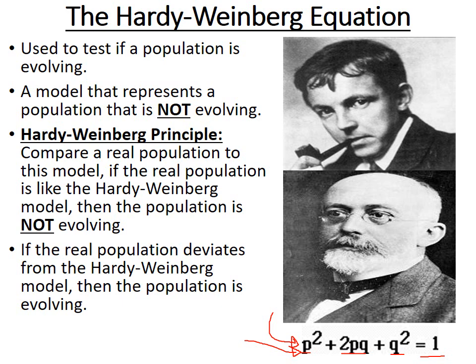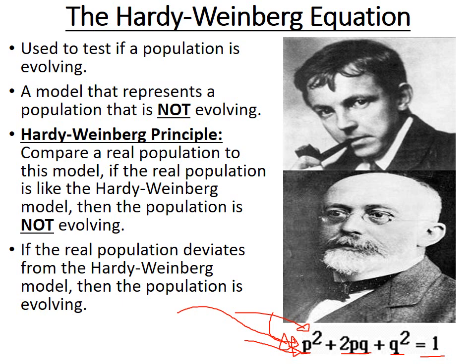And so what you can do is figure out the p's and the q's for your population and compare it to the Hardy-Weinberg equation. If your p and q for an actual population match the Hardy-Weinberg equation, then that means your population is not evolving. If there are differences, if it doesn't match that equation, then your population is evolving.